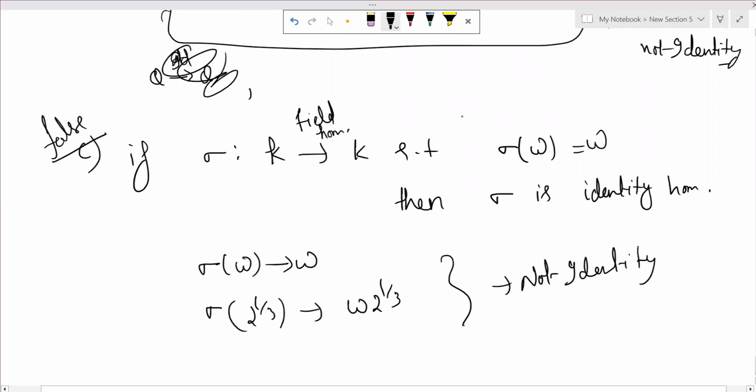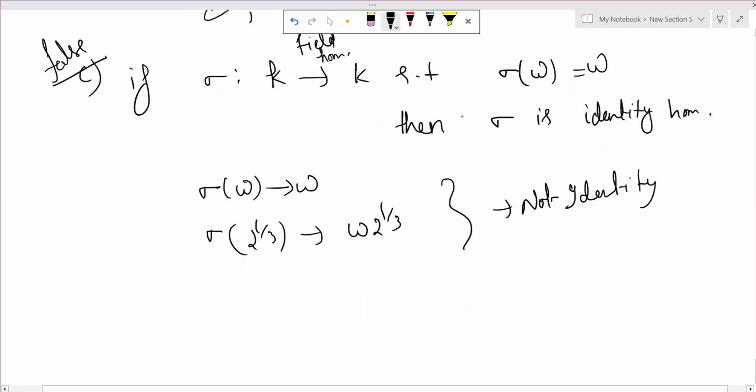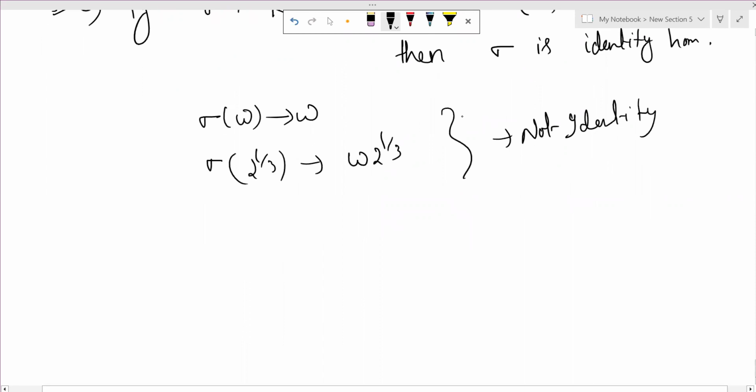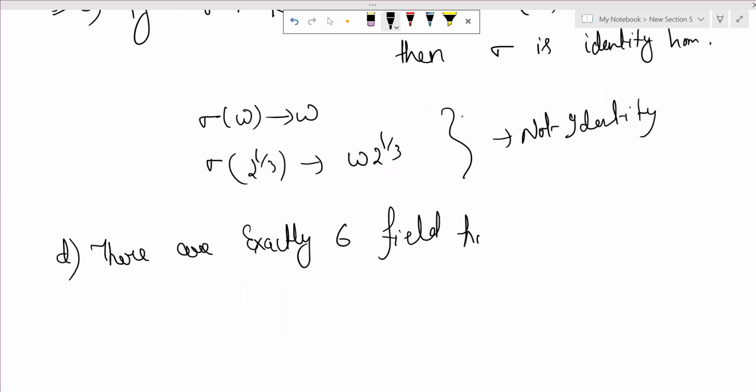So the last one is saying there are exactly 6 field homomorphisms from K to K. Is this true or not? True, sir. Why? We got 3 homomorphisms from 2 to the power 1/3 to 2 to the power 1/3, 2 to the power 1/3 omega, and 2 to the power 1/3 omega square.